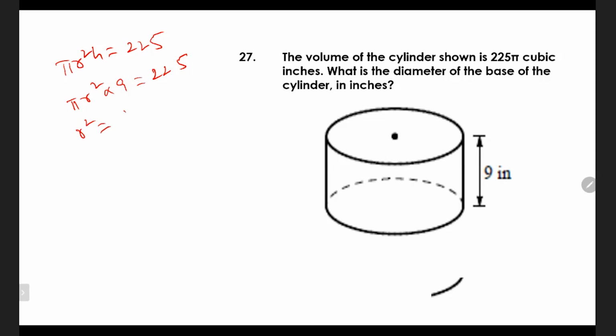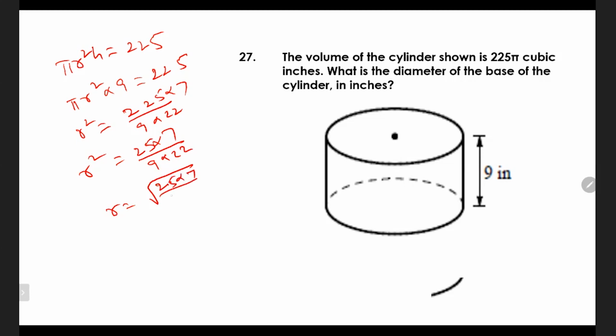So r square is 225 by 9 into pi is 22 by 7. So this is 9 2's 18, 45, 9 5 is 45 into 7 by 9 into 22. That is r square. Now r is root of 25 into 7 by 9 into 22. That is 5 by 3 pi, I can write radius. So diameter is 10 by 3 pi.